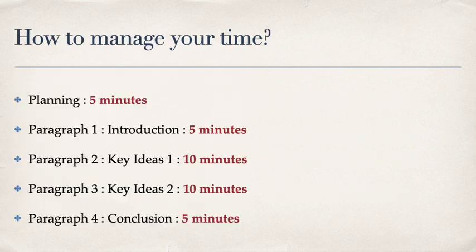And when it comes to managing your time, you should spend at least 5 minutes preparing and planning and sketching down what you're going to write for task 2. And for paragraph 1, about 5 minutes. Paragraphs 2 and 3, about 10 minutes each. And then the conclusion, 5 minutes. Okay, so it comes down to 35 minutes. You have 5 minutes extra just to skim through your answer and correct whatever mistakes you have made at the end.